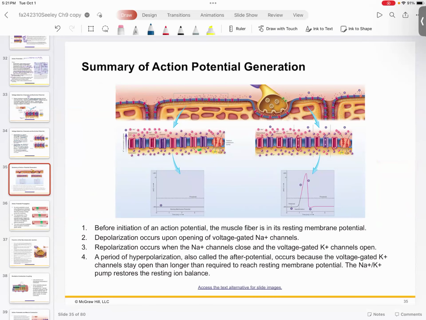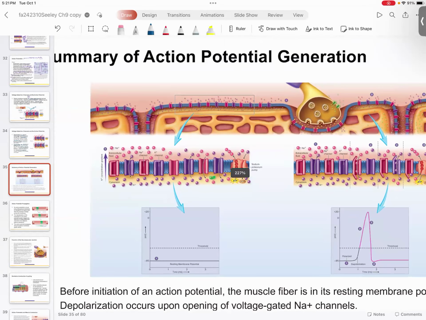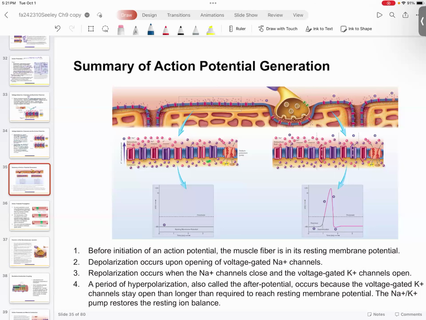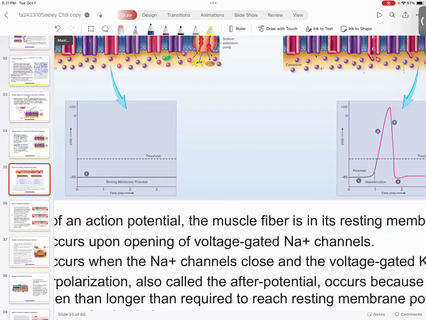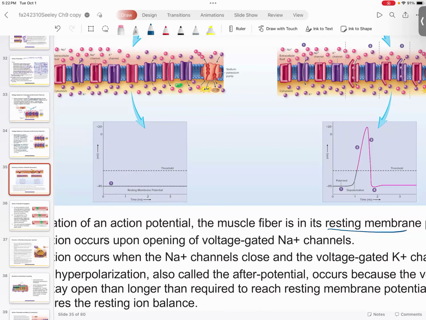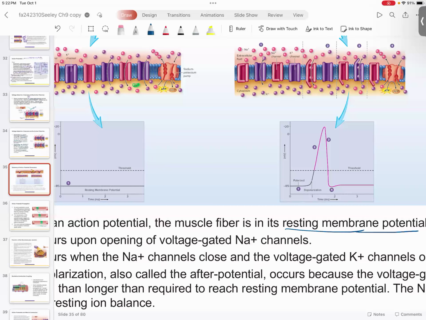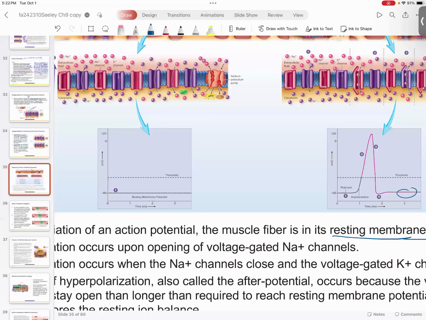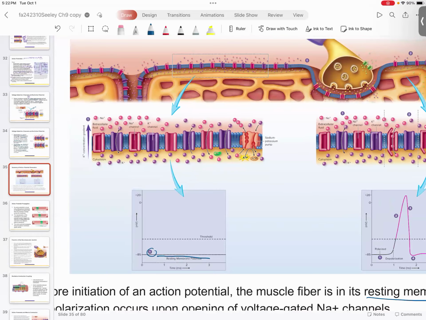Okay, so this is the all-in-one-place piece of at least action potential generation. So remember, at the beginning, when you don't have an action potential coming through, your muscle fiber itself is sitting at rest. So it's got resting membrane potential. That basically means that it's here at this minus 70 or so, right? So here's your resting membrane potential right around this area. And so this is what it looks like.